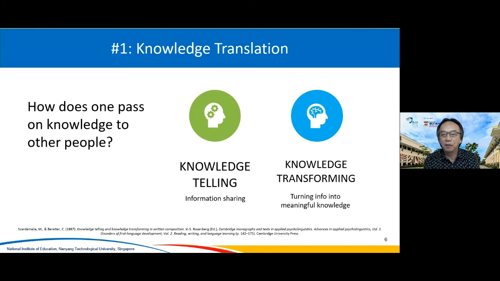So I would look at this as information sharing. Now, I think you and I agree that information is information. Information becomes knowledge when, and only when, we do something with that piece of information and turn it into something that is usable, that is meaningful, and that is accessible to other people. And I would call that knowledge transforming.